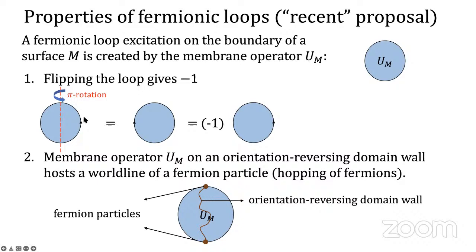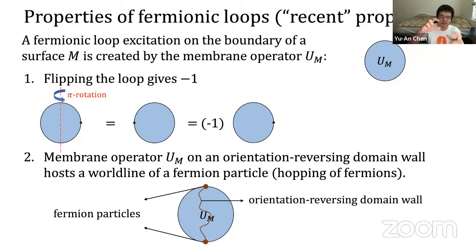Yeah, so more generally, we have a string and we can deform it in some 3D space. And finally, we can somehow flip it to go back to the original configuration, but just a different error. And this should give you some sign, -1.